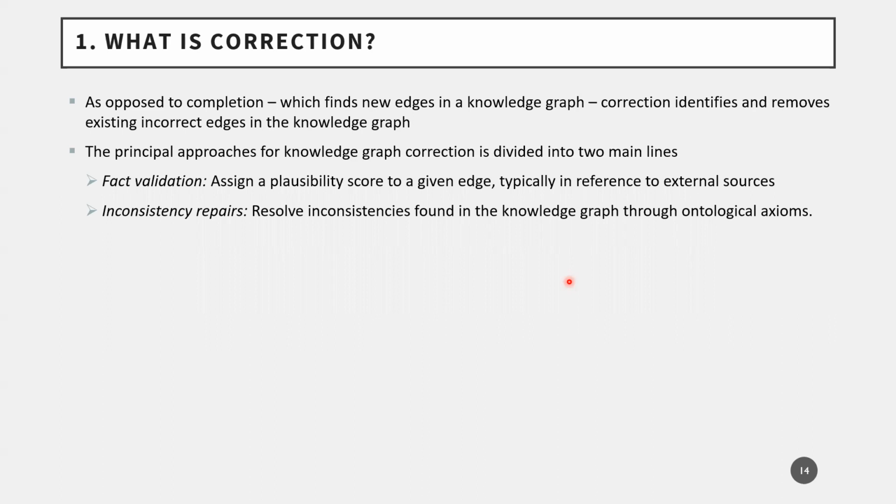The principal approaches for knowledge graph correction are divided into two main lines. Fact validation assigns a plausibility score to a given edge, typically in reference to external sources. The other task, inconsistency repair, resolves inconsistencies found in the knowledge graph through ontological issues.